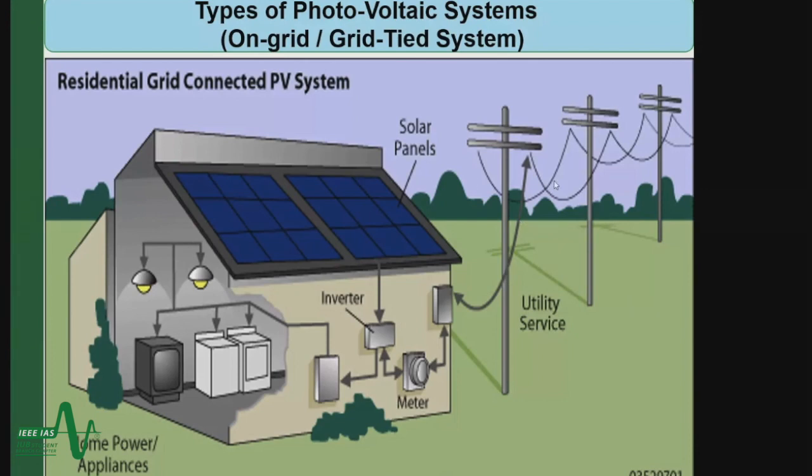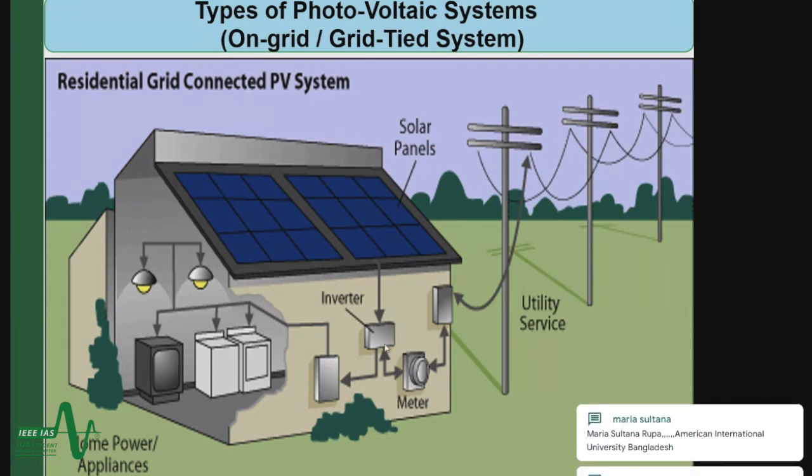Here, as you can see, the house is connected with the national grid, and the energy goes to the energy meter, and via the junction box it is connected with the AC appliances. Here the solar panels are connected, and they also produce power via the inverter, and via the net metering system it can feed the excess power to the national grid.